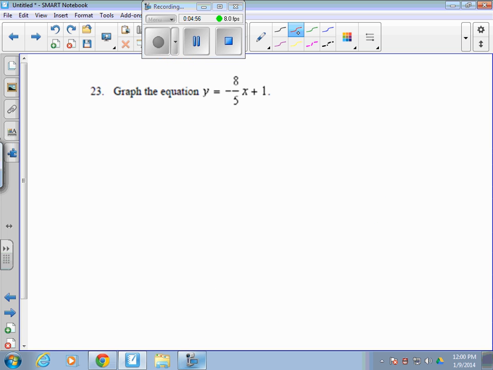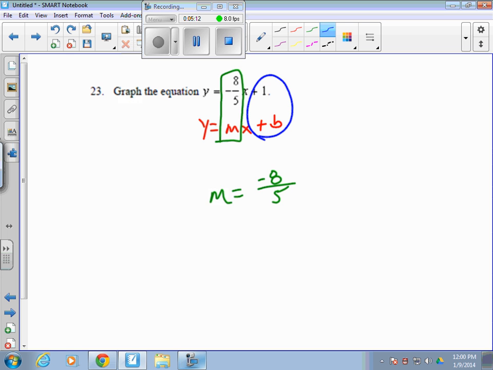And then the last one, number 23, says graph the equation y equals negative 8 over 5x plus 1, y equals mx plus b, where your m value is what's multiplying by x, so m is negative 8 over 5, and your b value is what's being added to it, b equals 1. Remember, once you have those values, that's all you need in order to graph it.